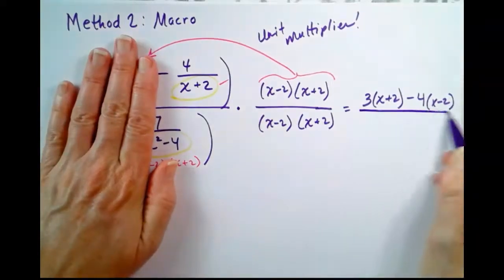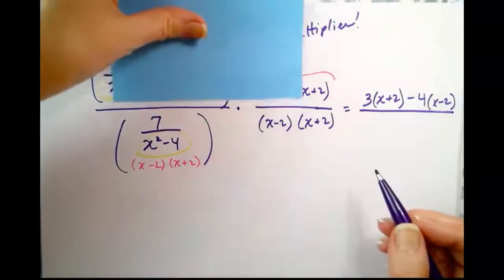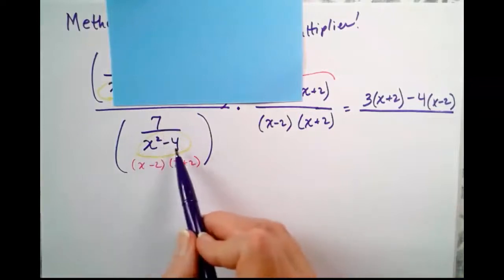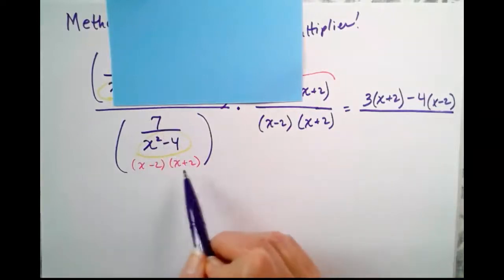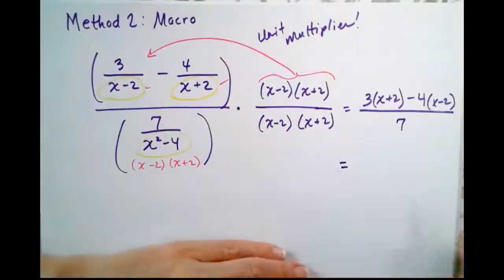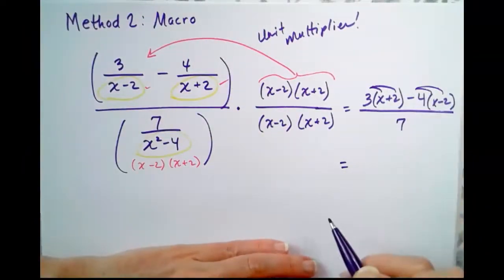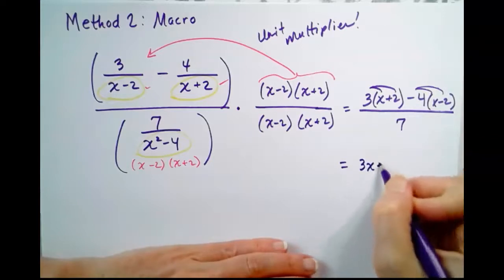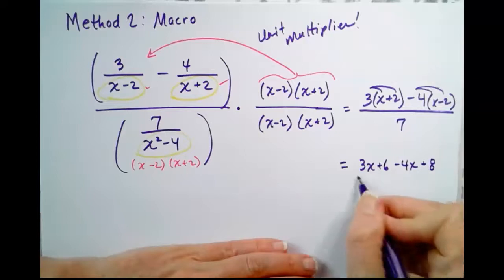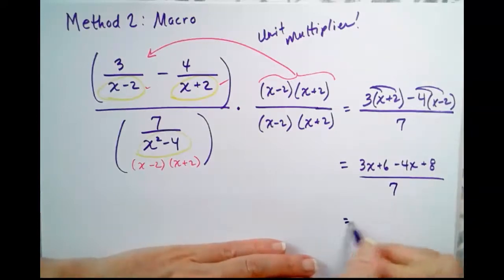Goodbye fractions, and now we're moving to the denominator. I'll cover all that up with a card. Of course, 7 over x squared minus 4 being x minus 2 times x plus 2, both of those are going to cancel, simply leaving 7. So now we just need to distribute and combine like terms. 3x plus 6 minus 4x plus 8 all over 7, which is 3x minus 4x is negative x plus 14 over 7.